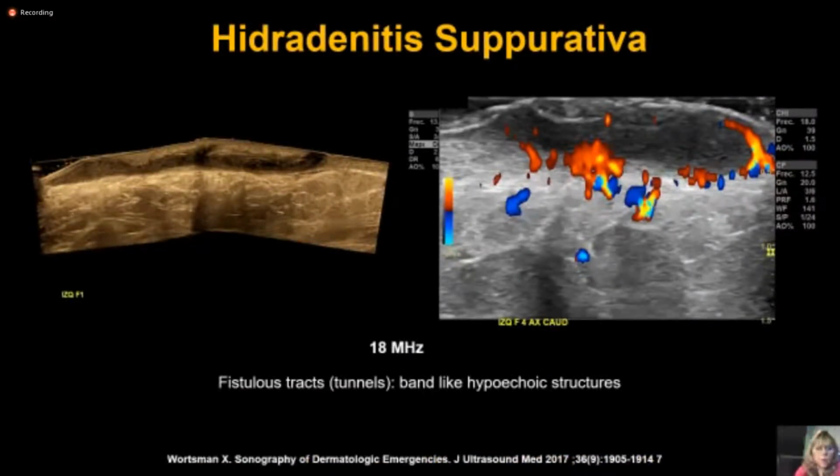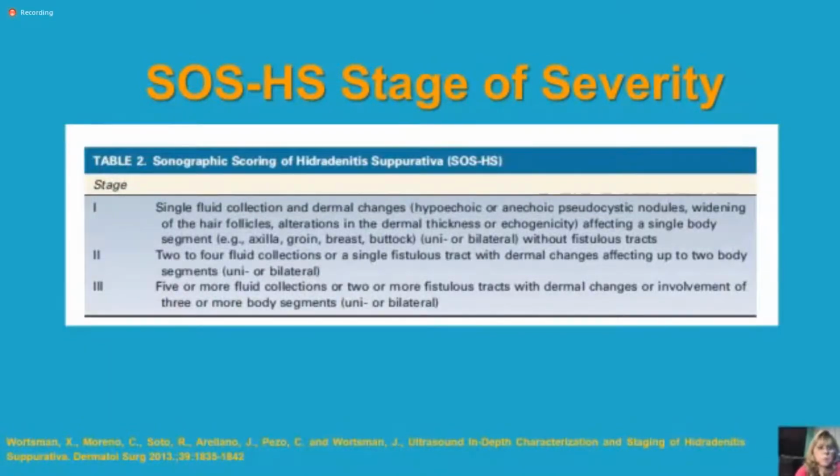These fistulous tracts, or tunnels, as you wish to call them, can be very long, and they can present different degrees of fibrosis and hypervascularity according to the degree of inflammation. On ultrasound, there is a scoring to state the severity of the disease that is published in the same article.